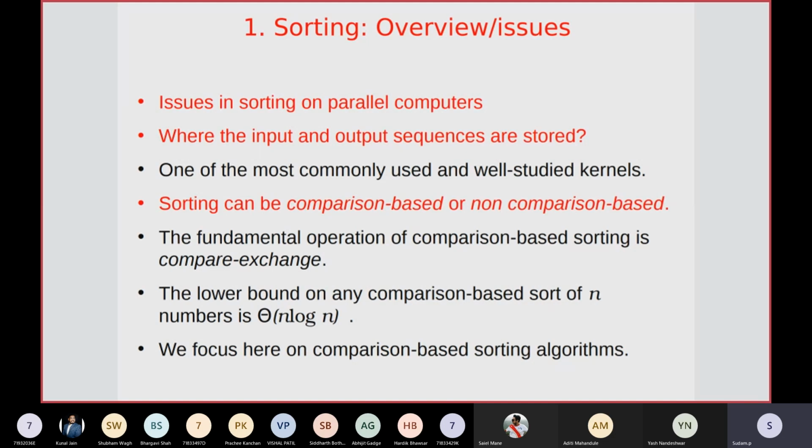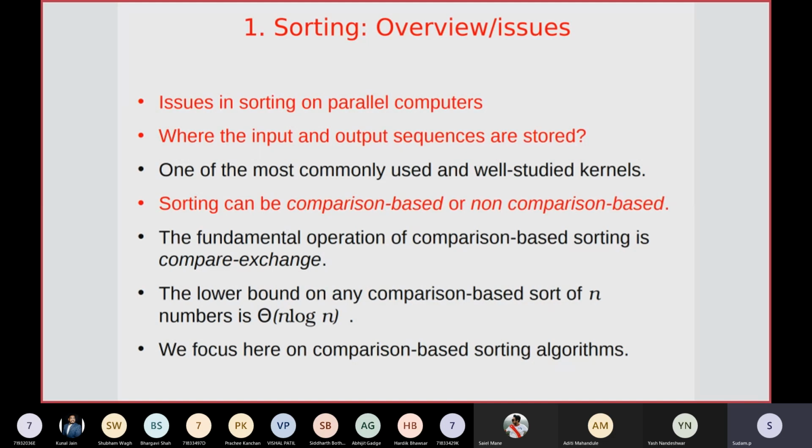That is, if the first element is greater than the second, then you need to exchange in order to maintain the sequence in decreasing order of numbers. Or in case of increasing order of numbers, you can compare first with second. If first is less than second, then you need to exchange. Likewise.